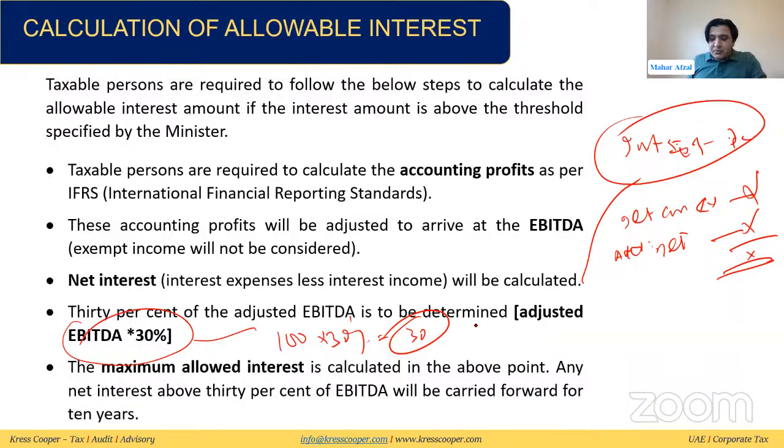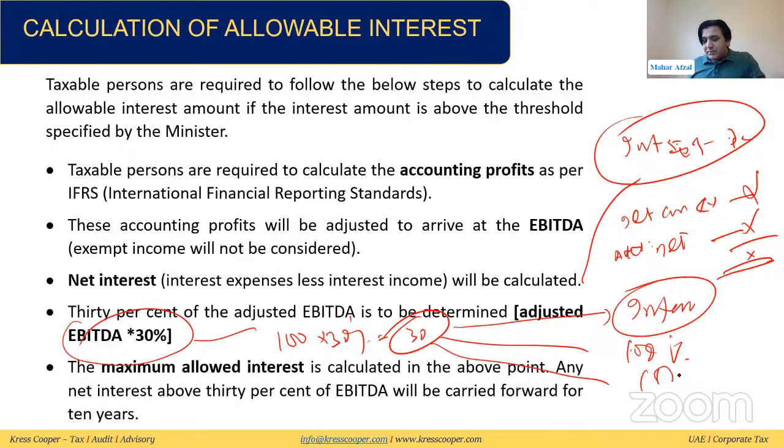Then I need to check how much is my interest amount. If the interest amount is below 30, I will claim 100%. And if the interest amount is below the threshold, I will claim 100%. If this interest amount is above 30% of EBITDA and above the threshold, then we need to apply the general interest capping rules, and whatever will be the remaining amount will be carried forward. So 30 will be claimed in this tax period.